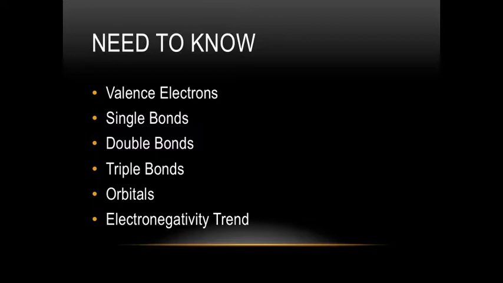orbitals, and the electronegativity trend on the periodic table. Okay, so Lewis dot diagrams are a way of drawing molecules so that you can see how the atoms are bonded together and where all the electrons are placed in those bonds. Now, in bonding, only the valence electrons matter. So the number of those comes from the group the element's in.